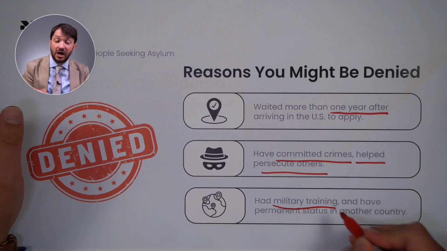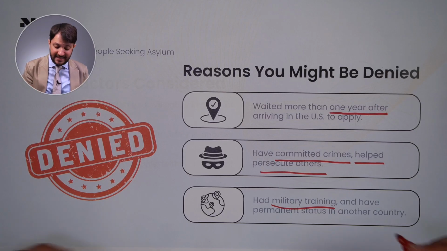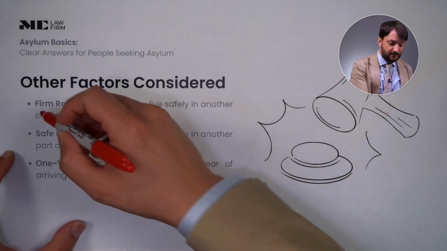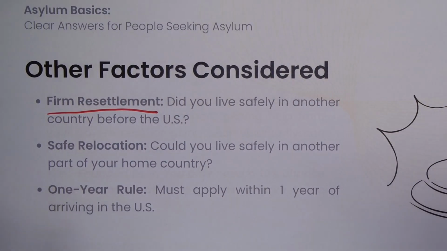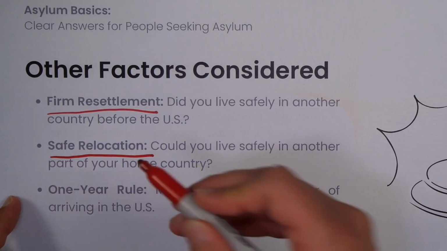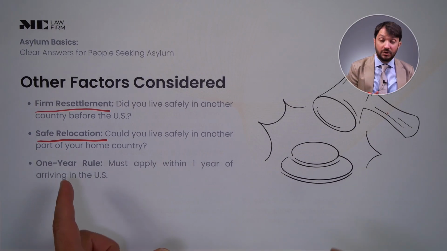And another very common reason is firm resettlement. If you have the citizenship of another country, or if you have been living in a certain country with permanent status for a long time, that is another ground for you to be denied asylum. We already went through this. Firm resettlement. If you lived in a country a long time, and if you settled in that country, if you have permanent status, that might be a reason for not granting someone asylum. There's also something called safe relocation. If you are able to live within a certain part of the country, that might be another reason for asylum not to be granted. We already covered the 1 year rule.